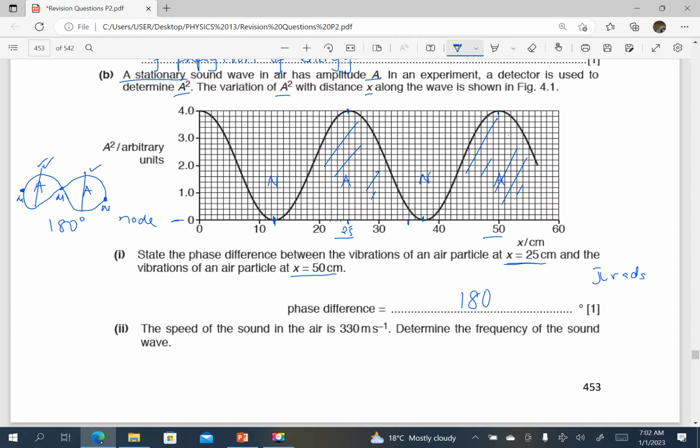I want you to note very carefully. For a stationary wave, where the amplitude is 0, we have a node. That's why I have put a node at every point where the graph touches the x-axis. Where the particle vibrates with the maximum amplitude, we have an antinode. That's why where we see the graph going to the maximum value, I have put an antinode. 25 is in one antinode and 50 is in the next antinode. So there are two adjacent segments. Therefore, the particles are 180 degrees out of phase.